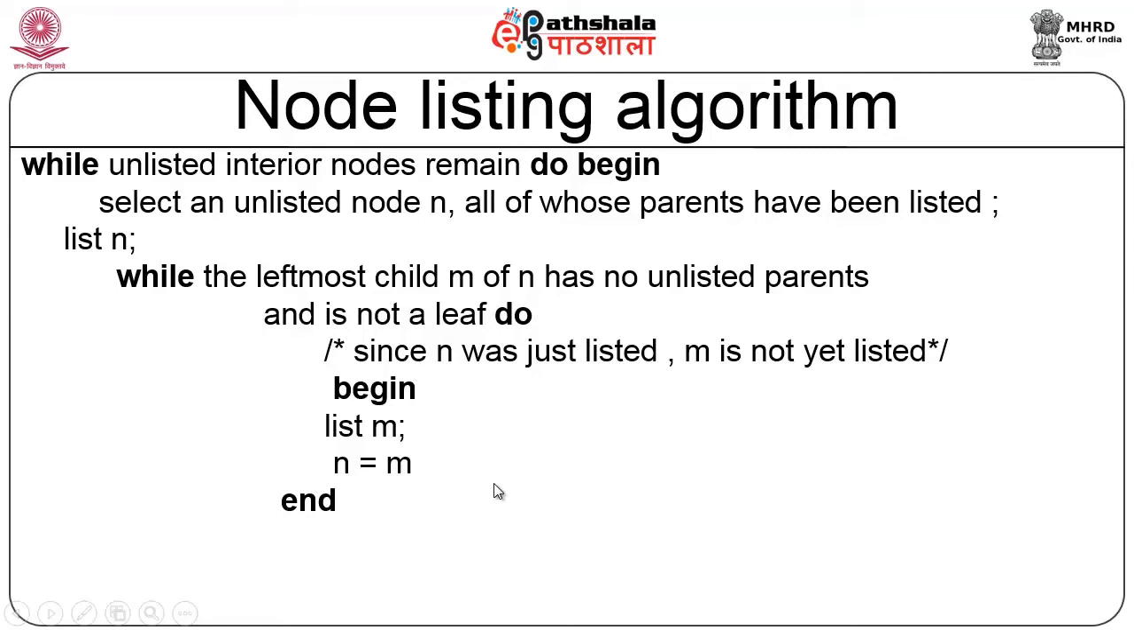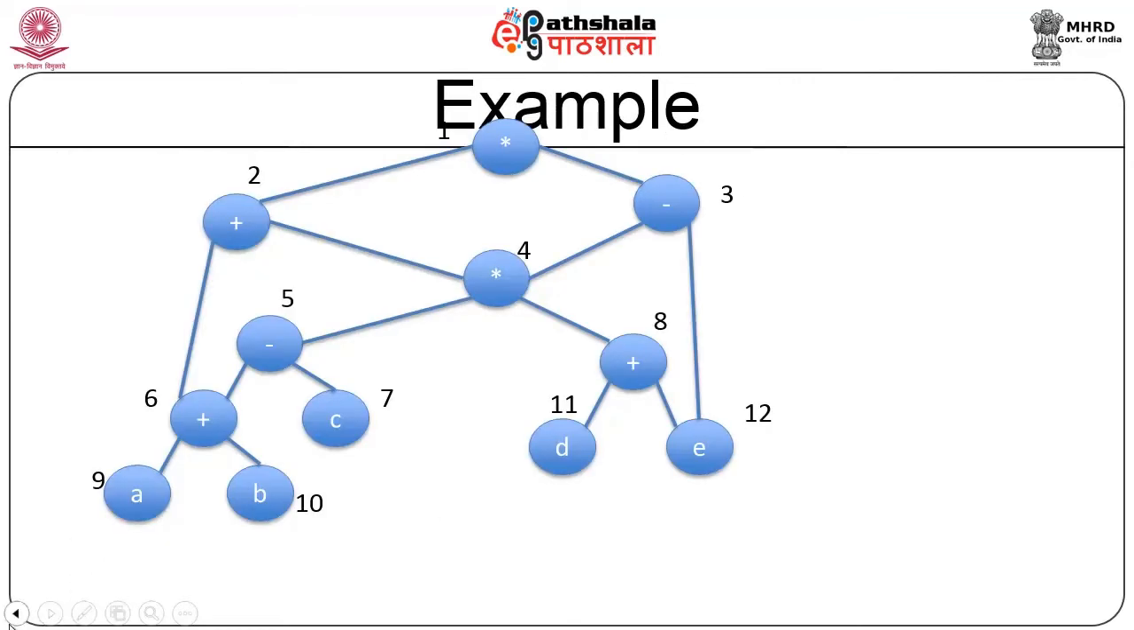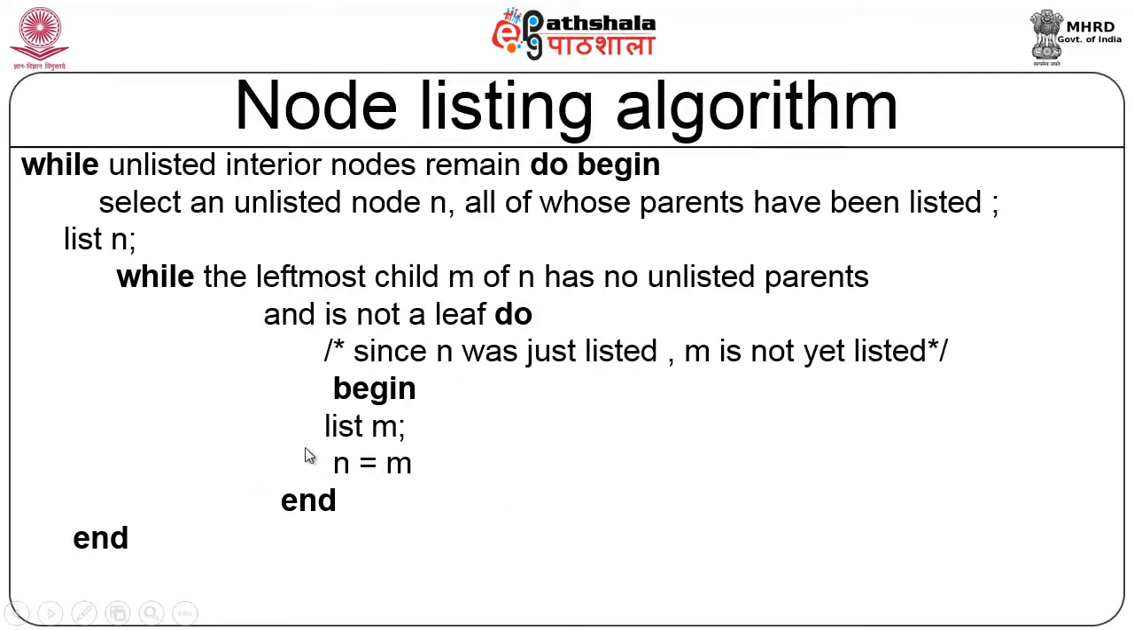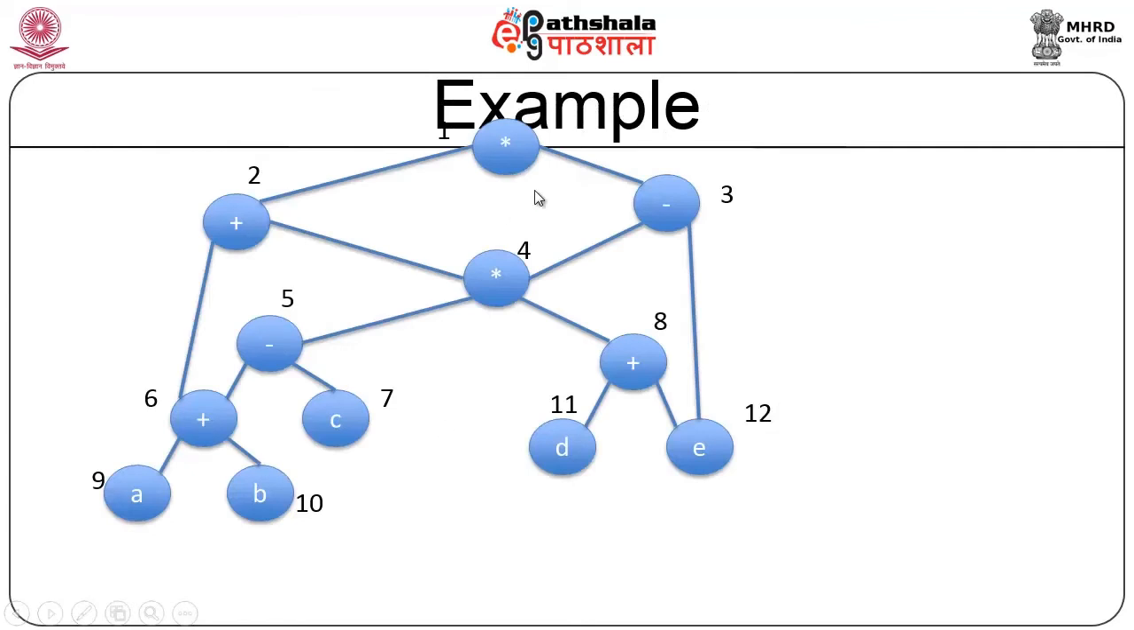So after listing it, this is your procedure. It's a recursive call because I am changing the values here. I am not showing it as a recursive call, but it's ultimately a recursive procedure. So what I have done here is numbered the nodes 1, 2, 3, 4, 5, 6, 7, 8, 9, 10, 11 and 12. I will first list the root node, 1, and then I will check the leftmost child m of n, where m is not a leaf, and if it has no unlisted parents, I will list it.